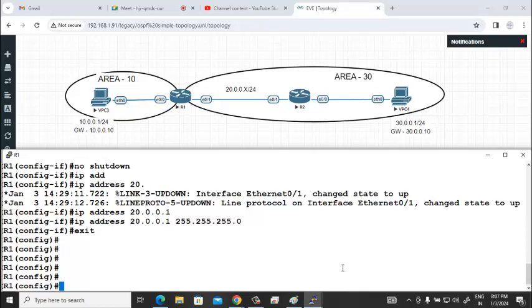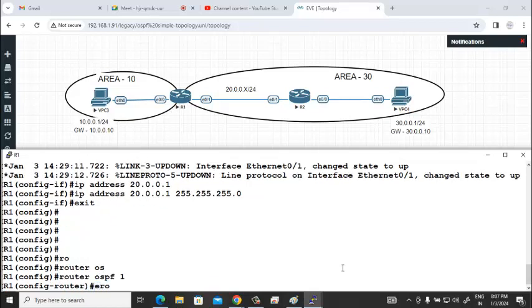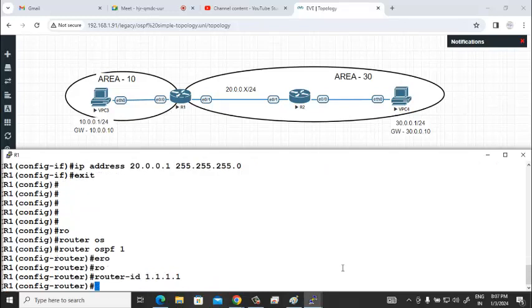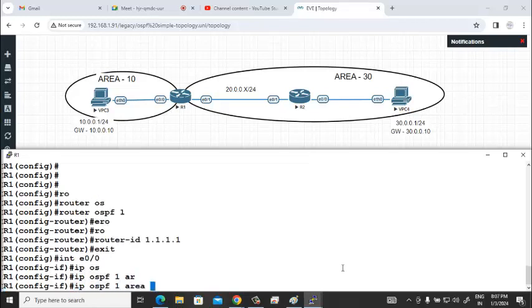And let me go to the newer method. Interface Ethernet 0/0, IP OSPF 1 area. What area? 10. And then I'll go to interface Ethernet 0/1, area. Now let's verify. Show IP OSPF.